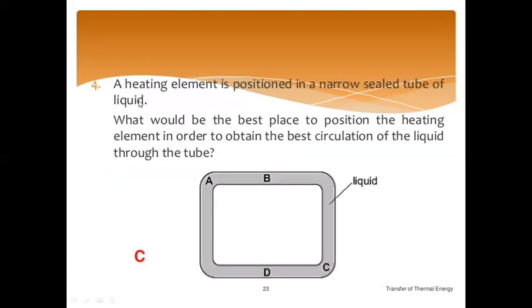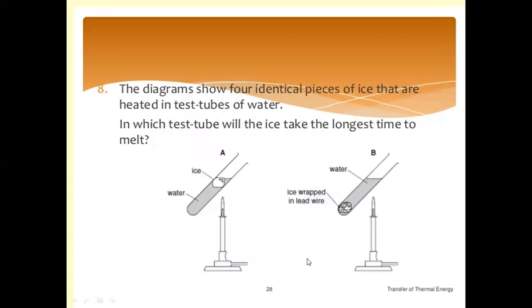As you see here, question number 4. A heating element is positioned in a narrow sealed tube of liquid. What would be the best place to position the heating element in order to obtain the best circulation of the liquid through the tube? So as you see, here are the positions A, B, C, D. So the best circulation will be at C. The best circulation through the tube will be at C.